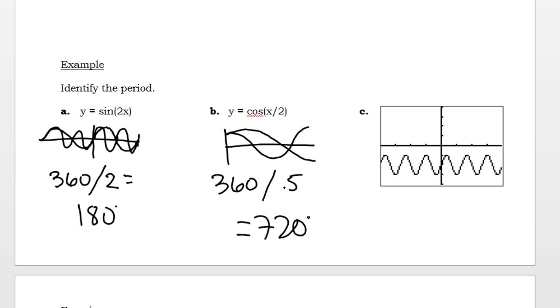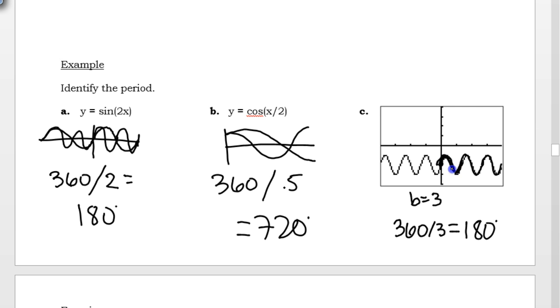The next one shows me a graph, and I can count these cycles pretty easily. Starting at the center, I have 1 cycle, 2 cycles, and 3 cycles. So my B value on this one is 3, and if I wanted my period, I do 360 over 3 to get 180 degrees. So the length of one cycle right here, that is 180 degrees.